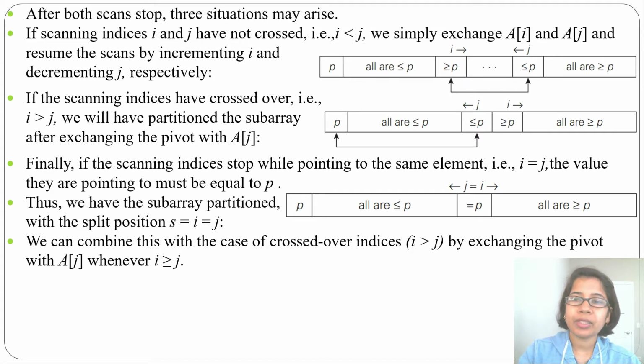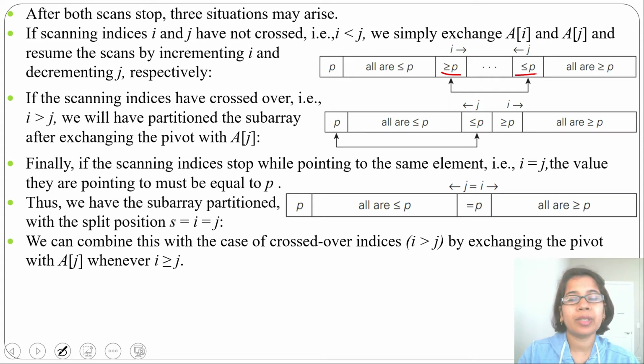If i has not crossed j, we can simply swap a of i with a of j. If i has already crossed j, then we will swap pivot with a of j. If i equals j, then we'll swap pivot with a of j. These three situations can arise.